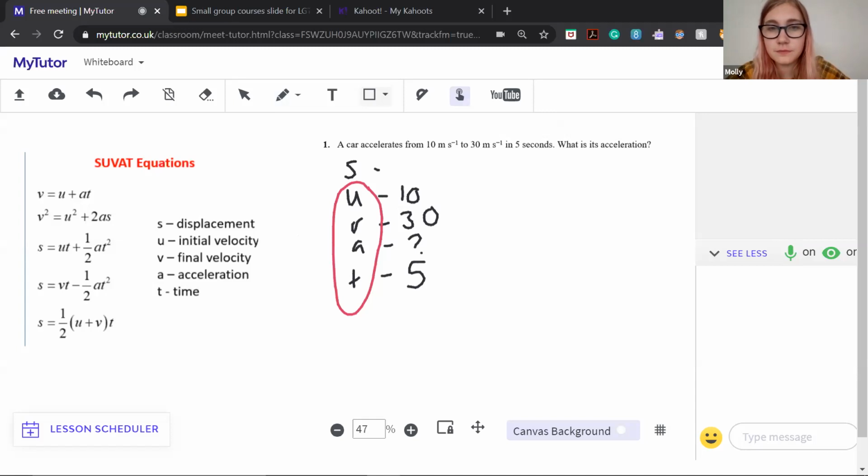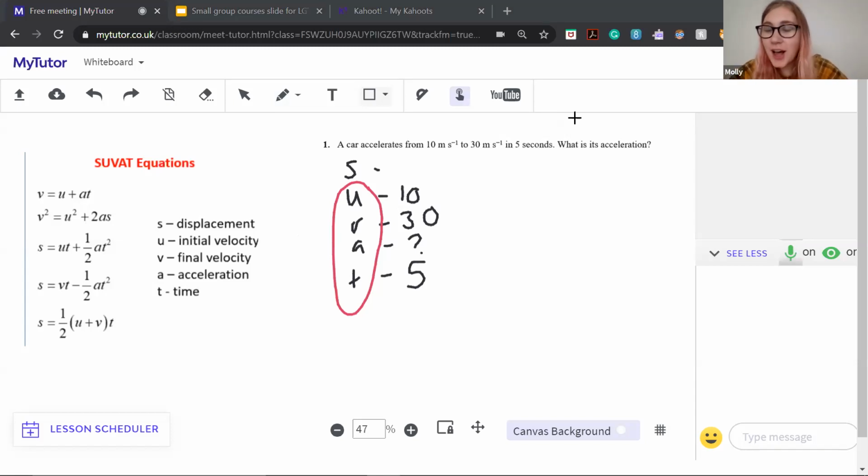Yeah, a couple of people have got it already, which is fantastic. Yeah, people are getting it. Brilliant. So we're going to use this first one here, v equals u plus at.